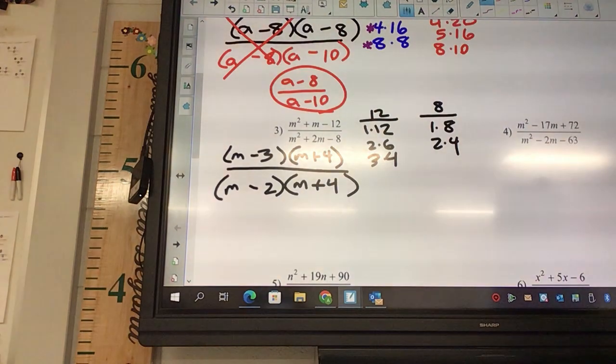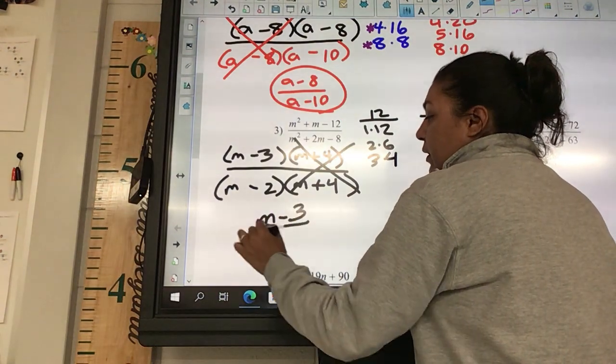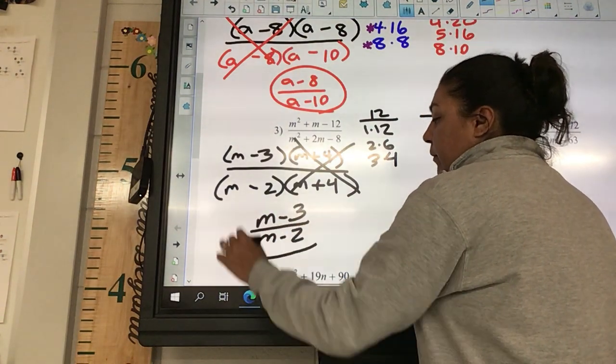What can I cross out? The m plus 4s. Okay, so we're going to be left with m minus 3 over m minus 2.